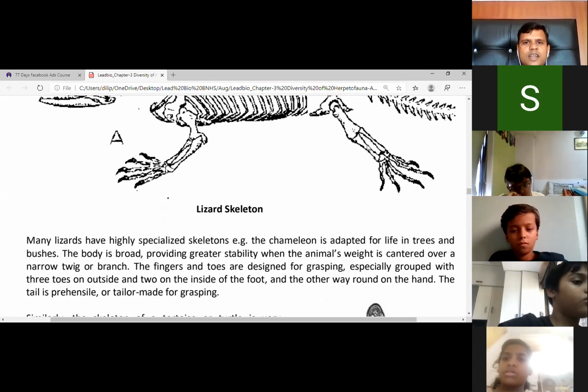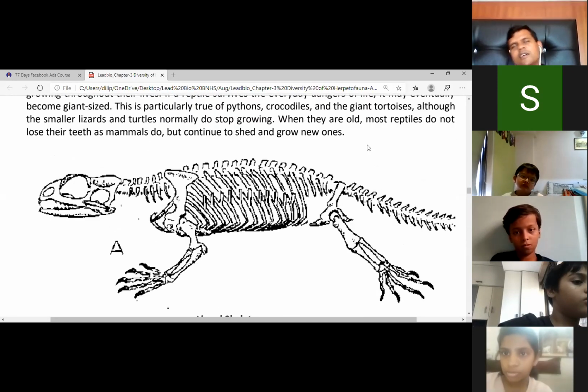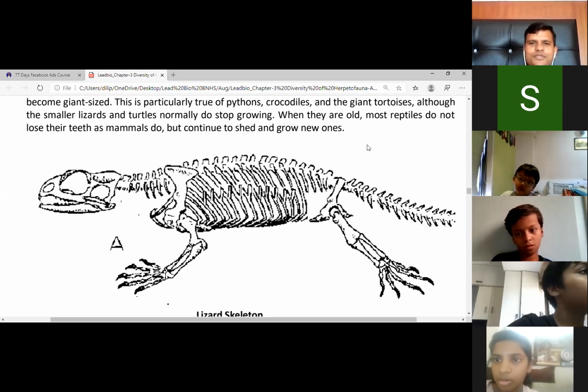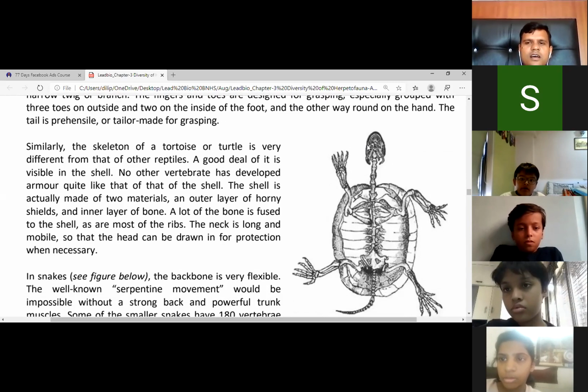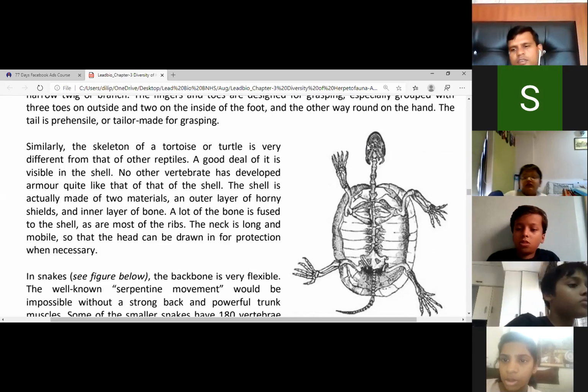This was just a skeleton of a lizard, which looks like the skeleton of a crocodile. Almost, it is not very different. It's almost the same. And there is this skeleton of a tortoise.